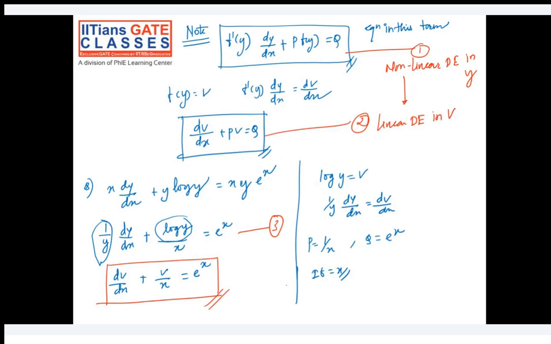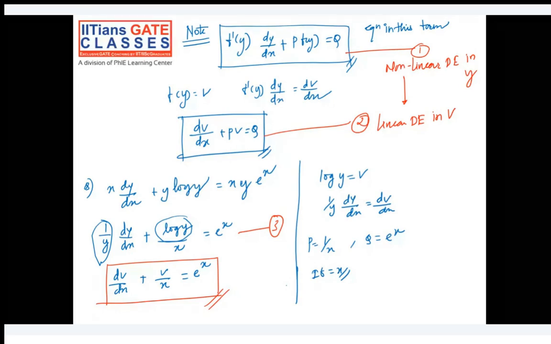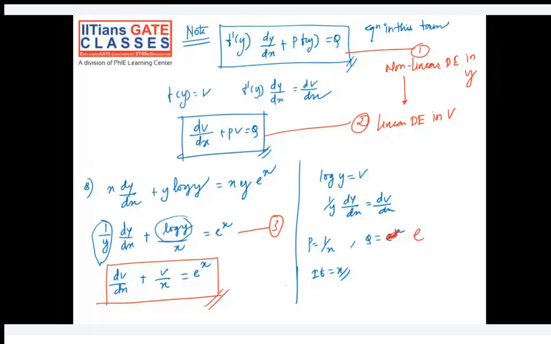Integrating factor will be e to the power integration of 1 upon x dx. So it is e to the power log x, which means x. Integrating factor is x. P is your 1 upon x and q is your e to the power x. Okay, it is clear till this. So what is the solution?